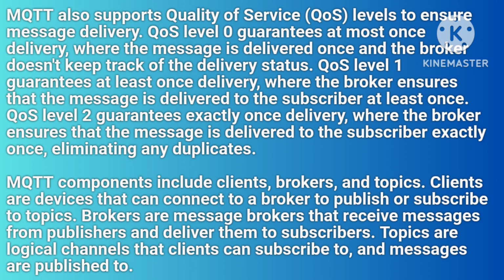MQTT also supports quality of service, QoS, levels to ensure message delivery. QoS level 0 guarantees at most once delivery, where the message is delivered once and the broker doesn't keep track of the delivery status. QoS level 1 guarantees at least once delivery, where the broker ensures that the message is delivered to the subscriber at least once. QoS level 2 guarantees exactly once delivery, where the broker ensures that the message is delivered to the subscriber exactly once, eliminating any duplicates.